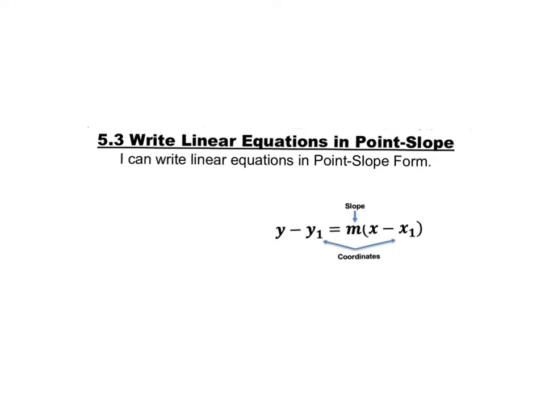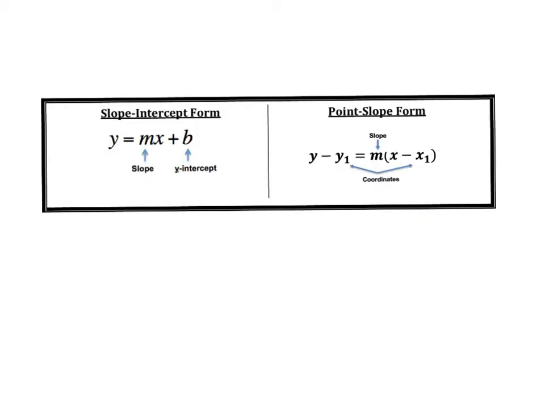In this lesson, we're going to be looking at writing linear equations in point-slope form. We have previously looked at slope-intercept form, y is equal to mx plus b, where the m represents our slope and our b is our y-intercept. In point-slope form, what we have is y minus y1 is equal to m times x minus x1. We are able to tell what the slope is, and we're also able to identify a point within our line.